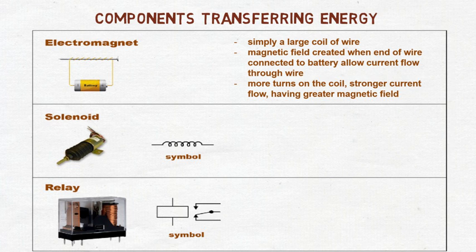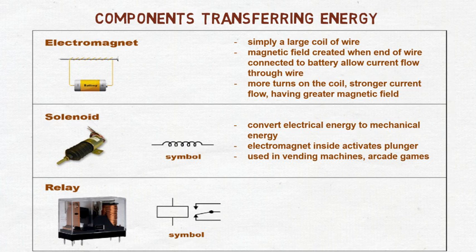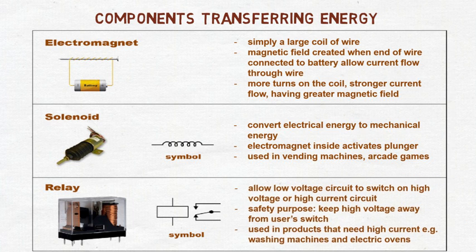Next, we have the solenoid. It converts electrical energy to mechanical energy. Electromagnet inside activates the plunger. It is used in vending machines and arcade games. Finally, we have the relay. It allows low voltage circuit to switch on high voltage or high current circuits. Its safety purpose is to keep high voltage away from user switch. It is used in products that need high current, for example, in washing machines and electric ovens.